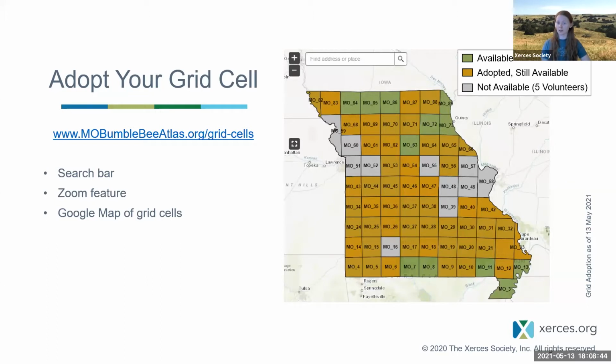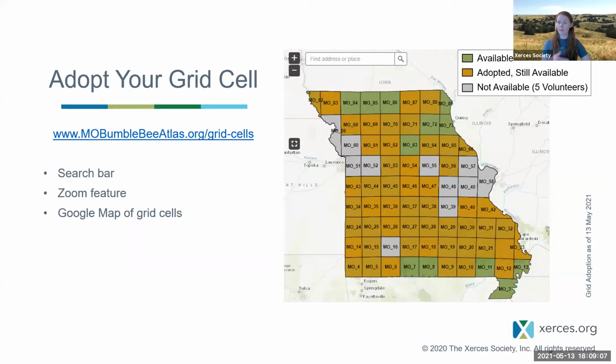Gray grid cells are no longer available because there's already 5 people that said they're going to survey in that part. In the top left-hand corner of the map, if you have a specific address or park or somewhere that you already know that you want to survey, you can type that in and the map will zoom into the grid cell that you should be adopting.